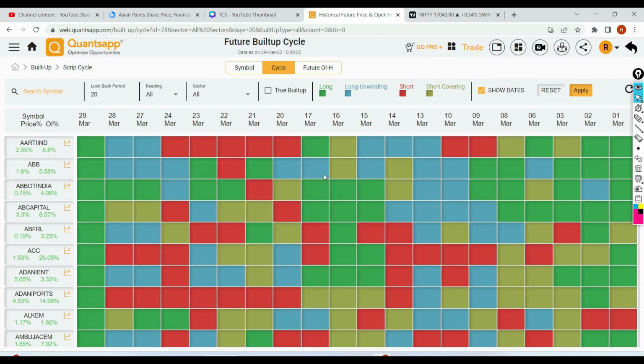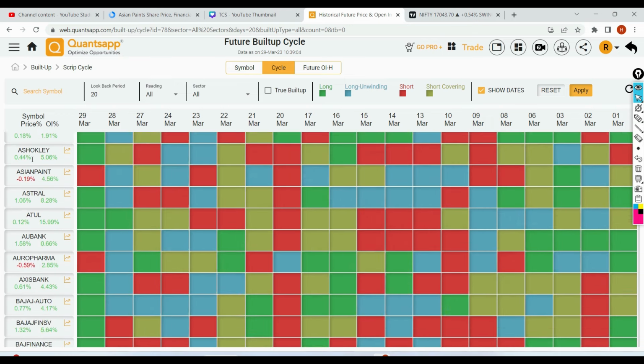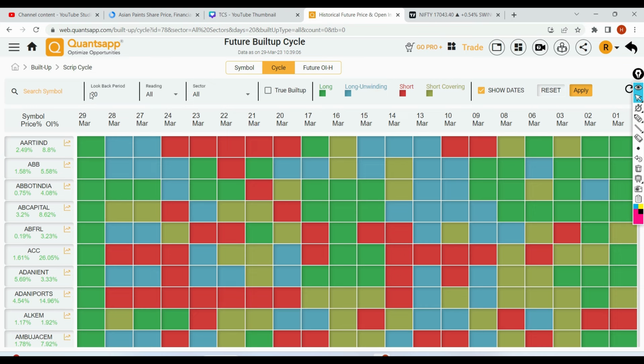Now, this is one of the cycles. This is the entire life cycle of this particular stock. If you look at this, there is a look back period. This is for 20 days, which is one month of data. Ideally, we have 20 working days in a month. I know Nifty is falling, but I want to see which stocks are still bullish, I mean to say, where there are no aggressive sellers in that particular stock. You got my point, right?